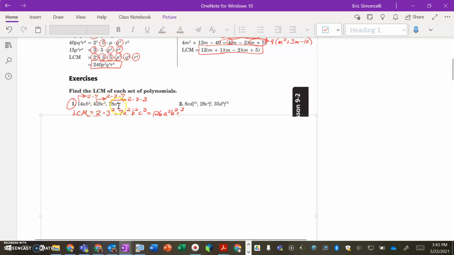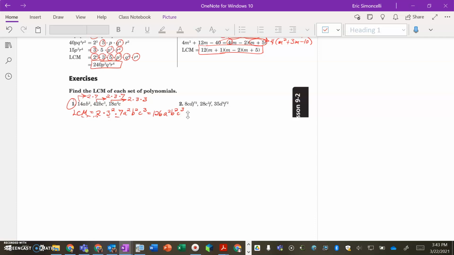A squared, there it is, that's the highest of the a bases. B to the second, highest exponent there, and then lastly c cubed. In the end, if we multiply 2 times 3 squared times 7, that's 126. And then you can see of course, a squared b squared c cubed in the final analysis.